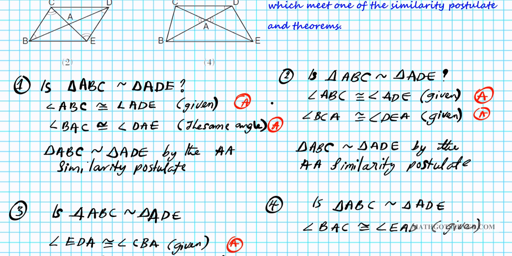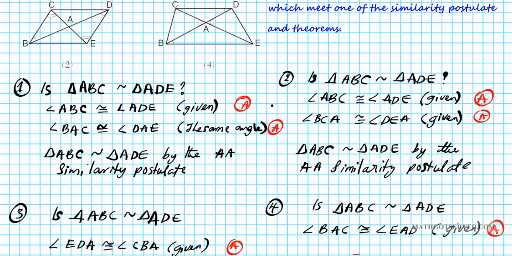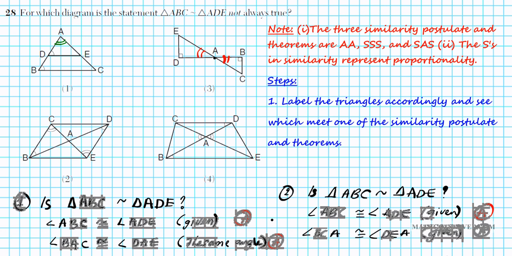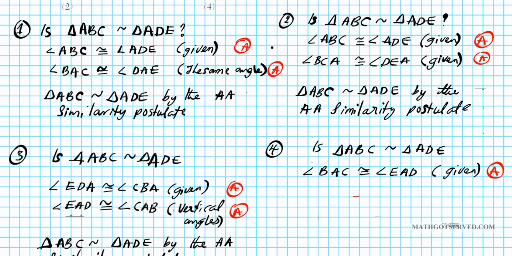What else do we know? Uh-oh, that's it. That's all we know. So what do we have here? We have just A. Does this match any of the postulates or theorems? The answer is no. We either need to have AA, SSS, or SAS. We just have A, that's not sufficient. It's not sufficient to conclude that two triangles are similar.